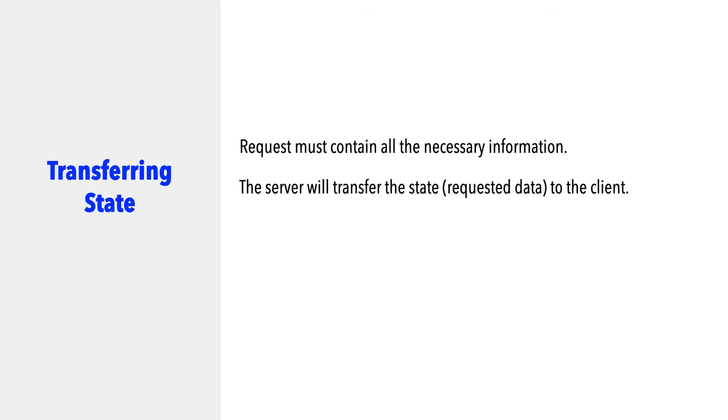REST is a typical request-response model. Each request from the client must contain all necessary information for the server to understand the request. The necessary information here is referring to the service name and a list of values provided by the client so that it is processable over the server. The server will transfer the state, which is referring to the requested data, to the client. State must be represented with one of the MIME types.